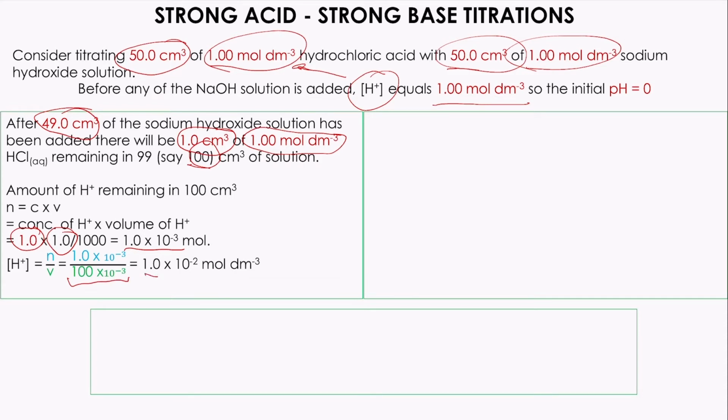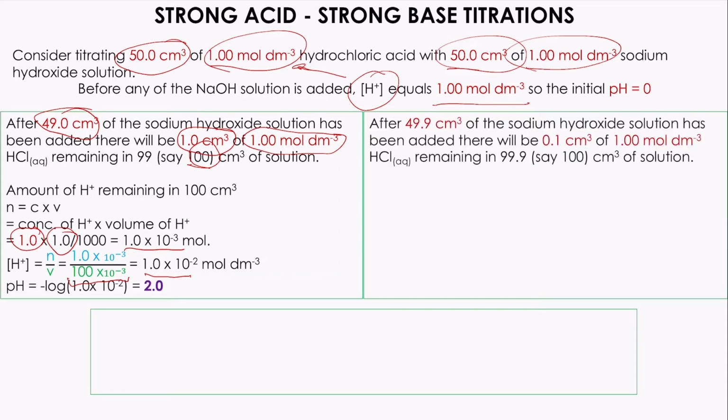Then we have the concentration of hydrogen, and the pH will equal to 2, negative log the concentration of hydrogen ions. Okay. You can do this yourself. So you can pause the video here, then you can continue after calculating it yourself.